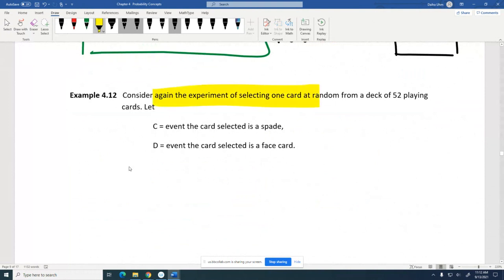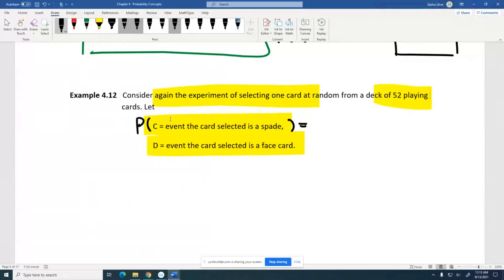Select one card again out of 52. And here is the event of C. I will get a spade. You know, the spade is another shape of the cards. It's one out of 4. And D is a face card again. So let me take the probability of C. How many spades? 13. Like the heart, we have 13 of the shape spade, out of 52. And it is one shape out of 4.